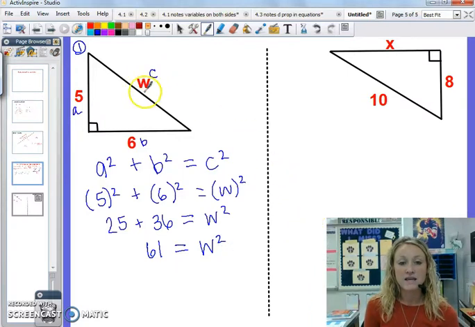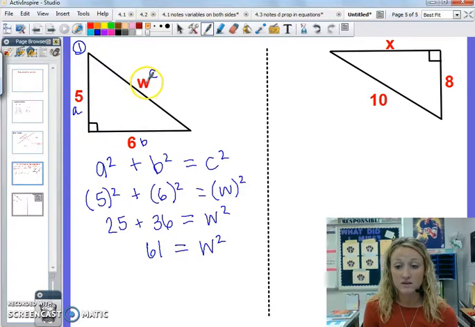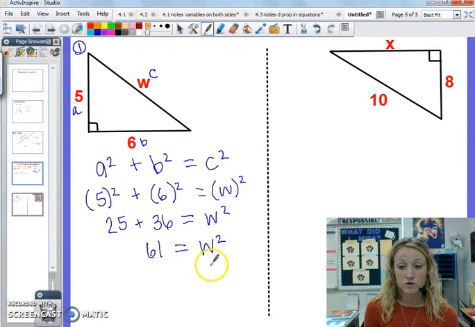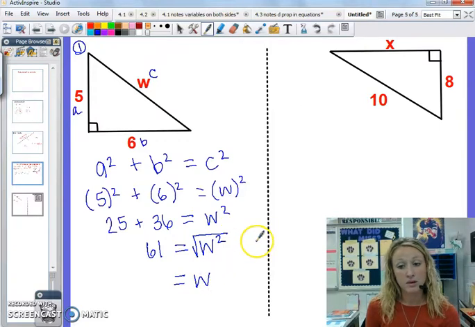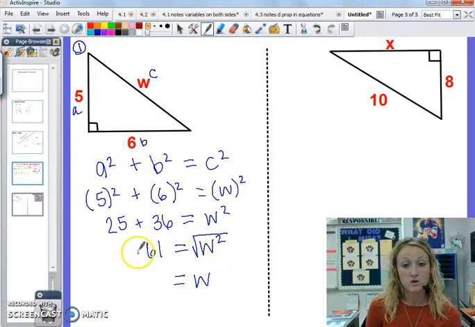Okay? But they didn't tell me that the hypotenuse was w squared, they said it was w. So that means I need to use the inverse operation of a squared number. Remember, we said earlier that is a square root. So what I'm going to do is take the square root of w squared. That gives me w. But remember, math is fair, so I have to take the square root on the other side.